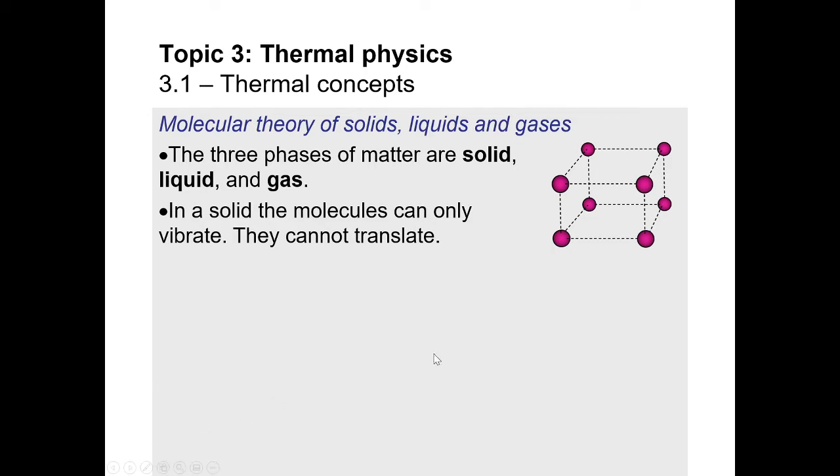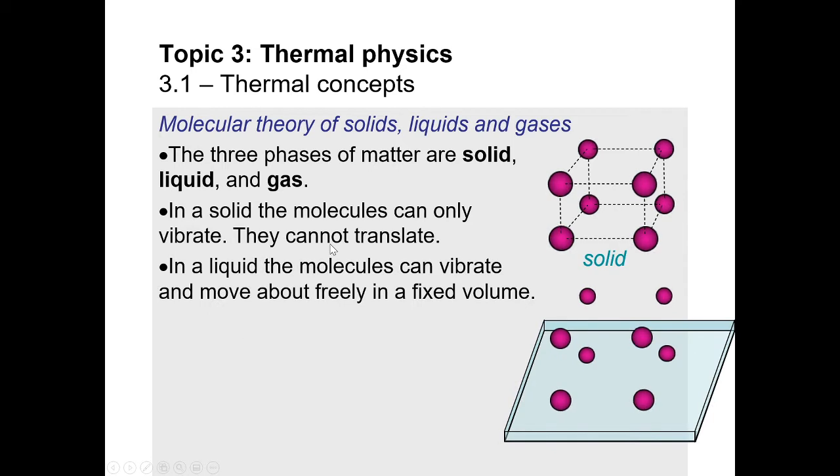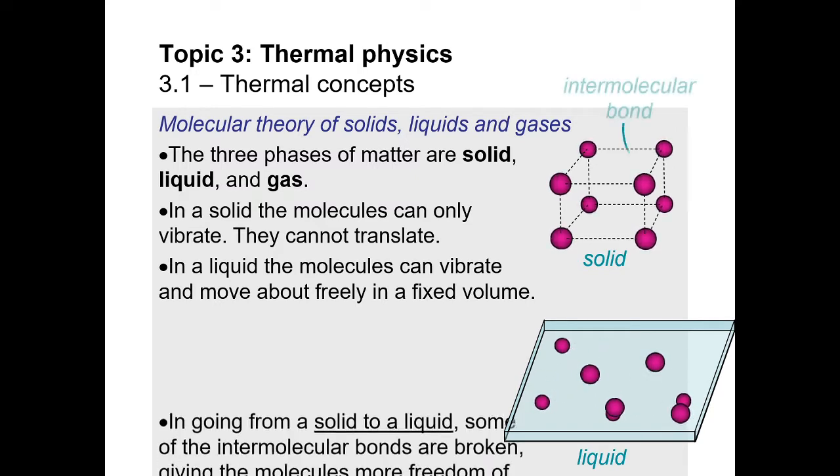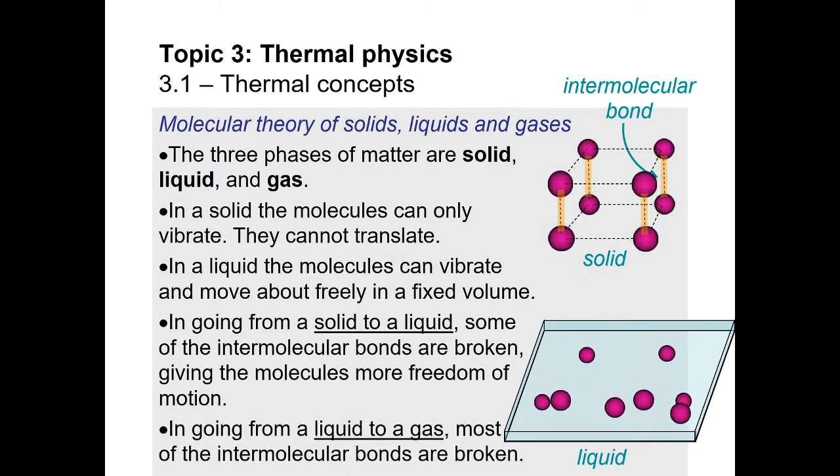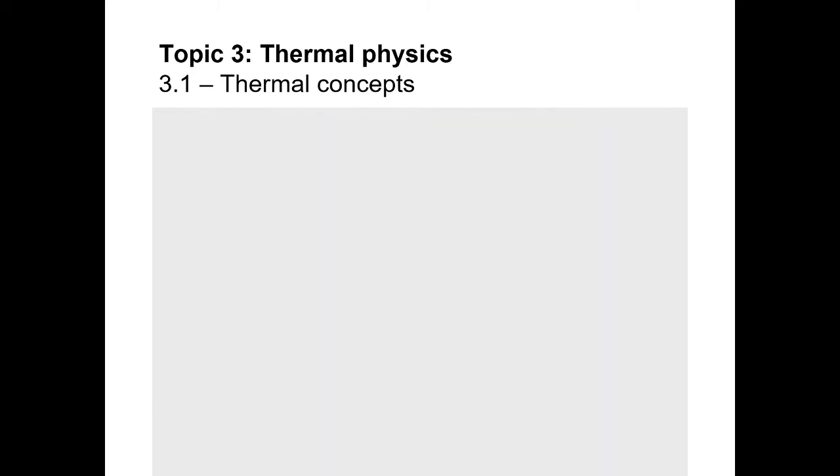So in a solid, particles actually do move. It's not as if they're not moving. In a solid, they move, but they just vibrate, so they can't translate. Vibrate just means they move back and forth. In a liquid, the molecules can vibrate, but they also can move around freely within a certain fixed volume. Now, when you go from a solid to liquid, some of these intermolecular bonds get broken. Not all of them, but some of them. And when those bonds are broken, it gives those particles more energy to move around. When you go from a liquid to a gas, most of those intermolecular bonds are broken. Hence, the gas particles have a lot of energy, specifically kinetic energy.